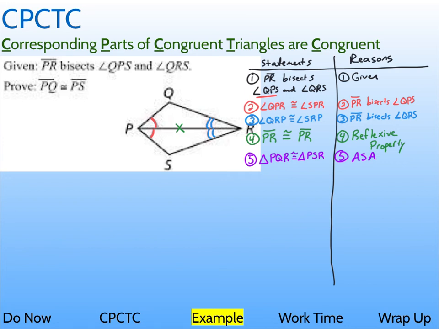Now the last step, we're almost there. We know that these two triangles are congruent. That means the corresponding parts of the triangles are congruent, which means that PQ has to be congruent to PS because those correspond to each other on the triangles. So let's write that and we're done. So we just write that PQ is congruent to PS by CPCTC. So CPCTC is always a reason, and it's always a reason used after you prove triangles congruent.